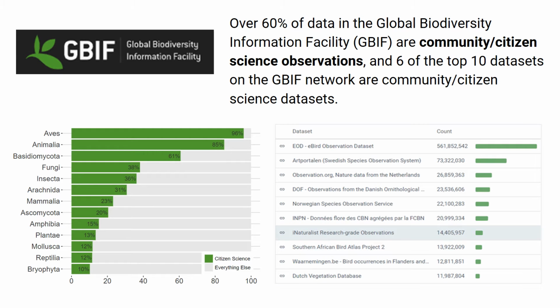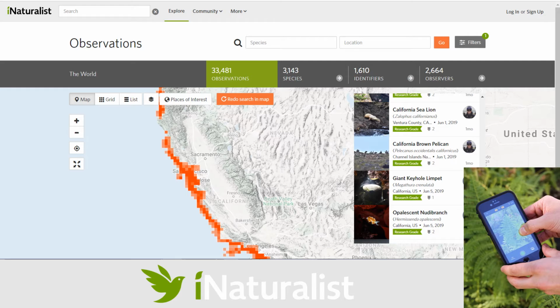If we go over to GBIF, the Global Biodiversity Information Facility, we find that over 60% of species occurrence records in the repository are community science observations, and 6 of the top 10 datasets in terms of number of records are community science datasets. This represents a huge proportion of our current knowledge of the global spatial and temporal distribution of biodiversity. One of these amazing community science projects is iNaturalist, which I will be talking about today.